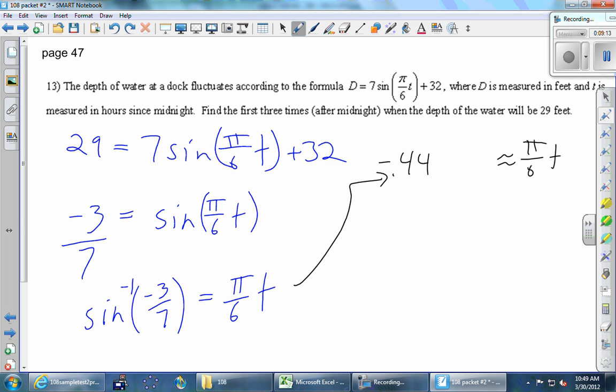And this is the moment right here. It's very tempting to divide by pi over 6. But if you do that, you're going to kind of mess up the -0.44. That angle needs to stay intact. We can find the other angle based on that, and then we'll solve for t at the end. So to find the other angle, I like the unit circle. So I will draw my unit circle flawlessly.